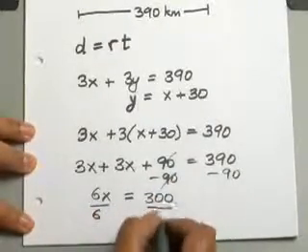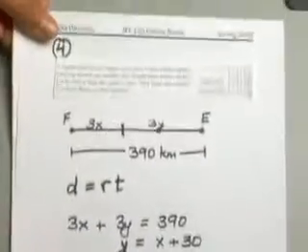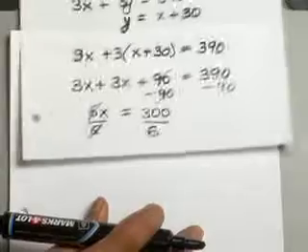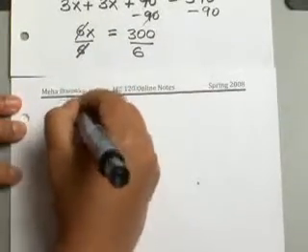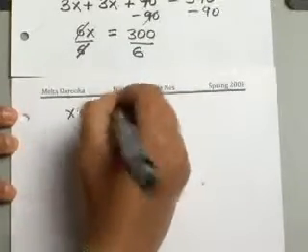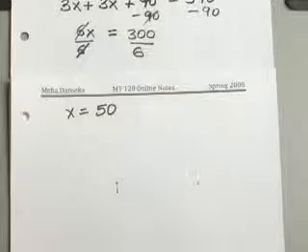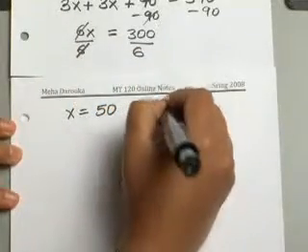Want to get x by itself? Divide both sides by 6. And what do you end up with? 300 divided by 6 will give you what? Okay, so let's see. x equals, if my calculations are right, this should be 50. Okay, and again, remember, this represents the speed of the freight train.